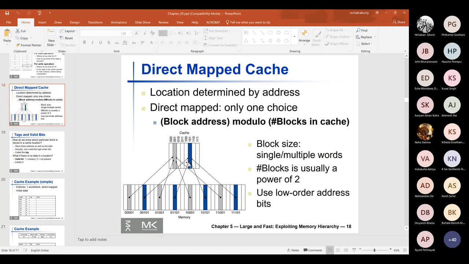Before such overwriting, you check whether it is dirty or not. If it is dirty, you synchronize this with 00101. So now cache and memory are synchronized. And now you say, okay, fine, I have synchronized my cache block with the one in memory. Now I can overwrite it with 01101 and bring it to the cache. Is it clear now, students?